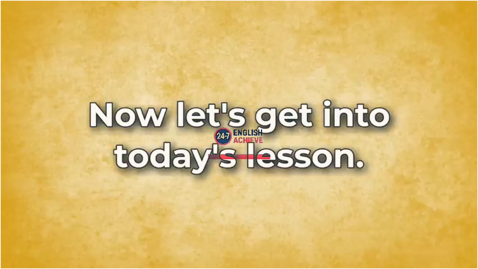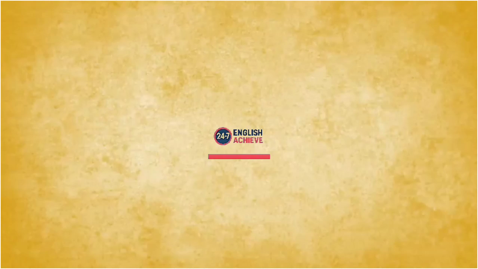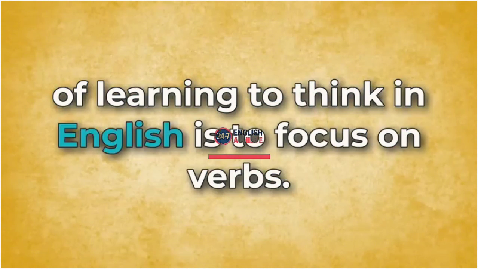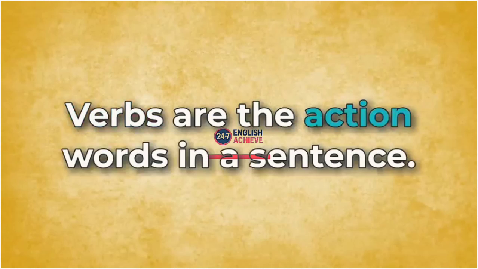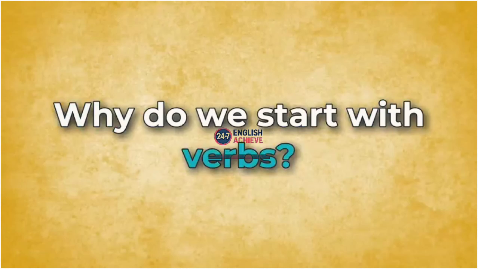Now let's get into today's lesson. How to think in English. Stage 1. Think in verbs, the power of action words. The first stage of learning to think in English is to focus on verbs. Verbs are the action words in a sentence. They describe what's happening. Why do we start with verbs?